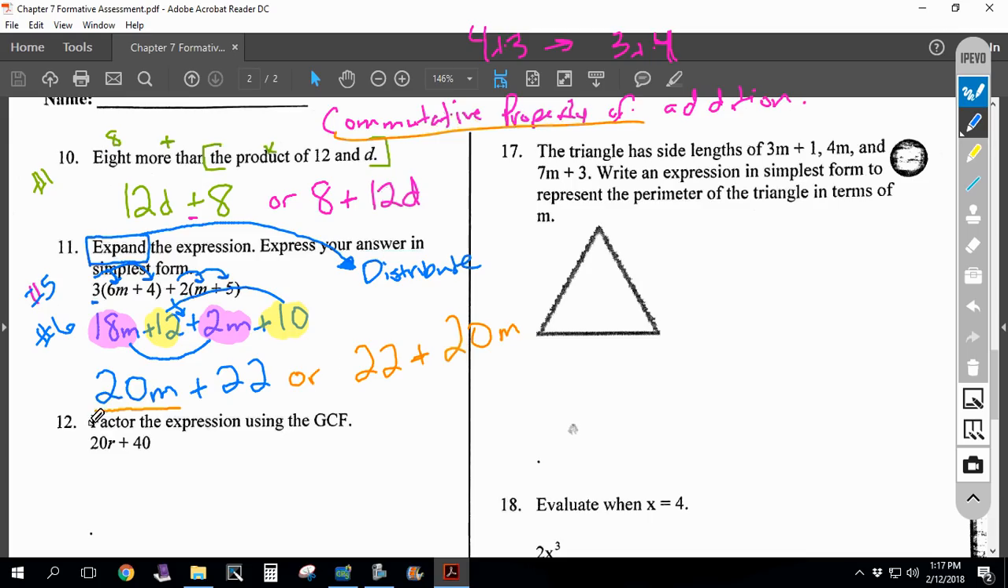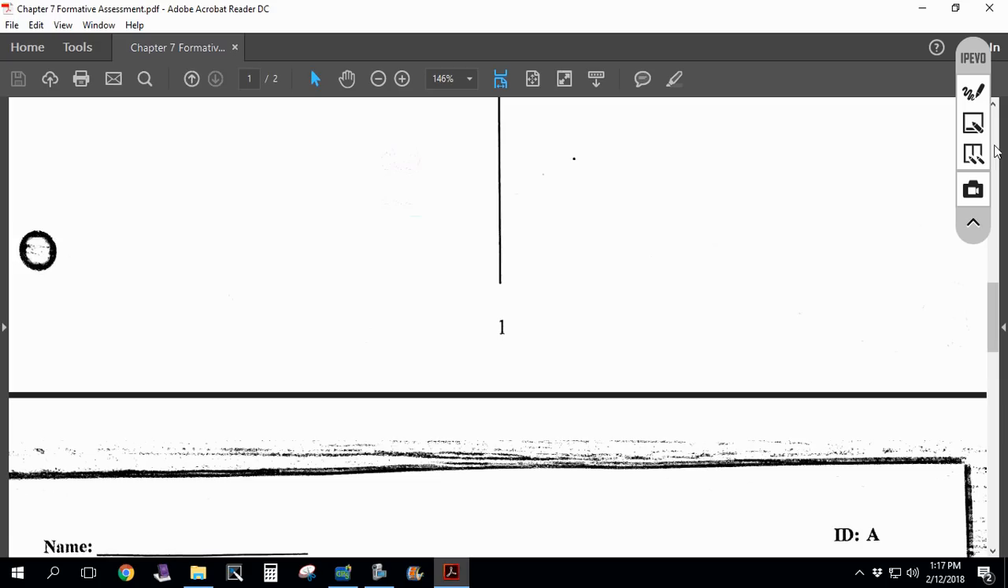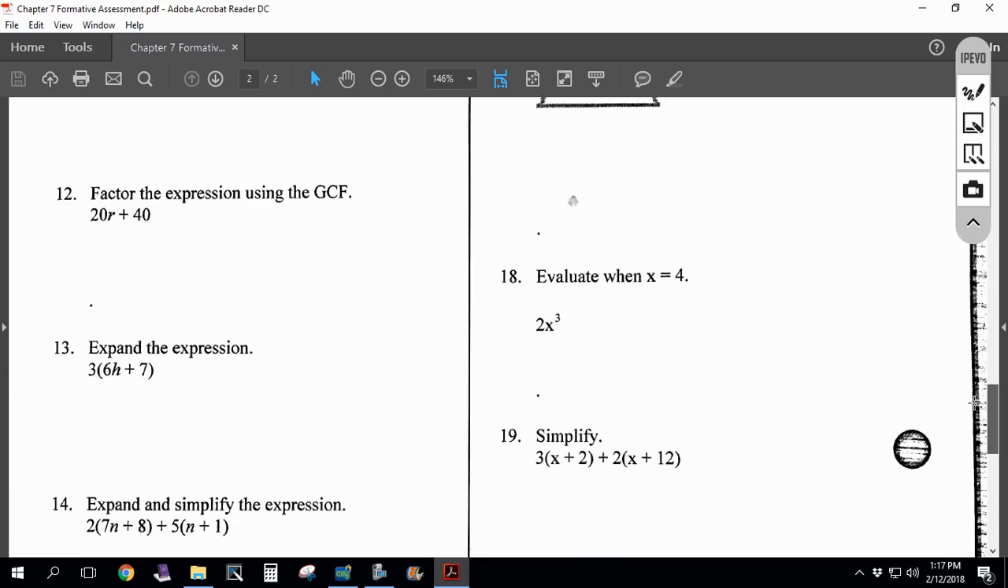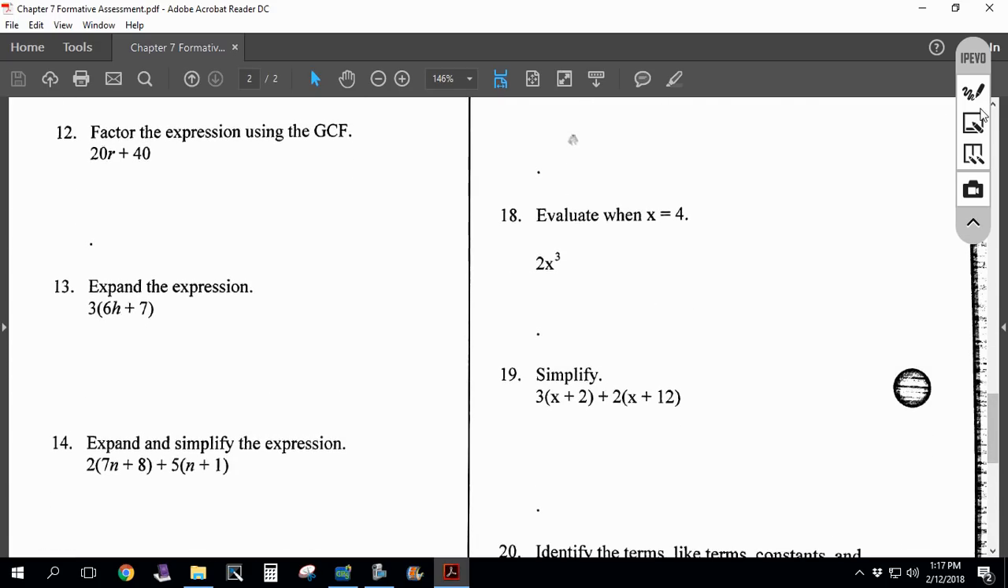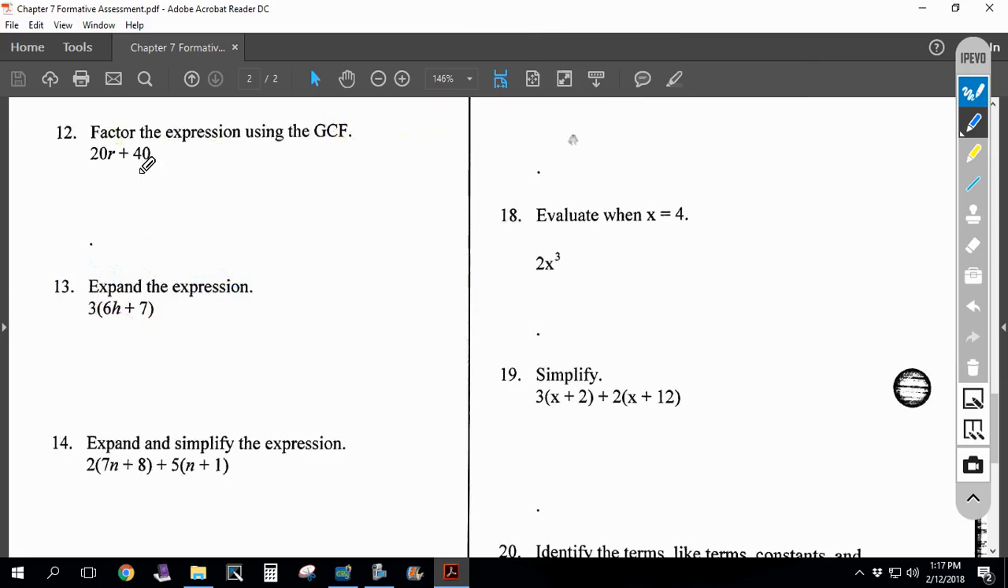The next one is learning target number 6. Okay, you have to factor using the GCF. So that's important because there's actually quite a bit of answers that you could have on this, because there are a lot of equivalent expressions to that. But because the direction specifically mentions using the greatest common factor, you had to find the greatest common factor.